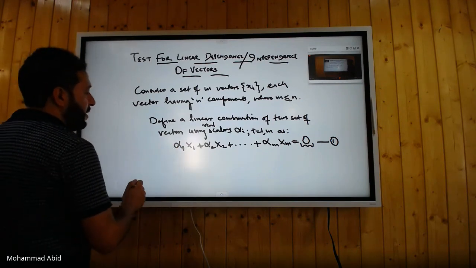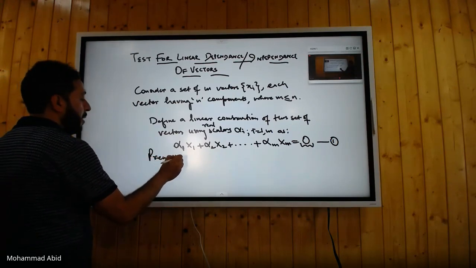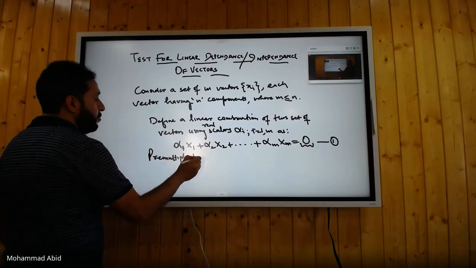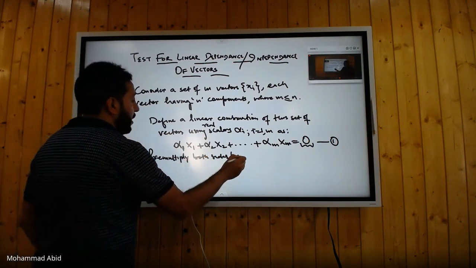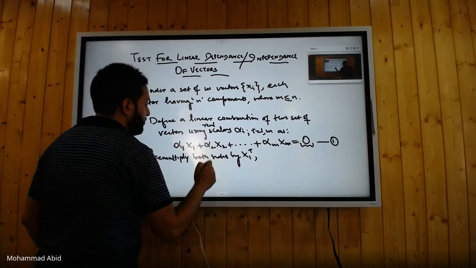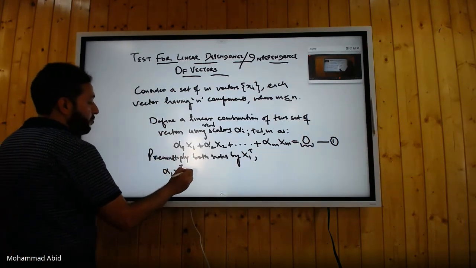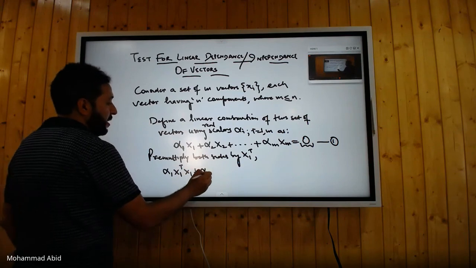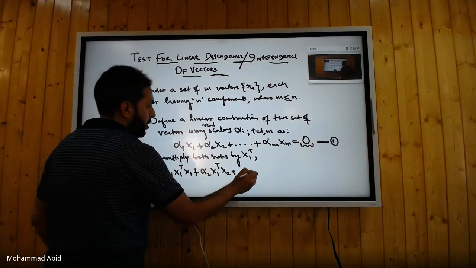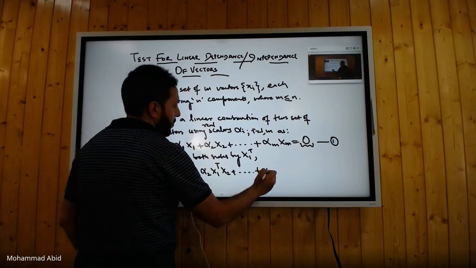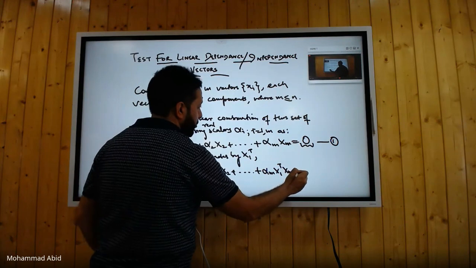So what I am doing here is I pre-multiply both sides by x1 transpose. So what do I get here? I get alpha 1 x1 transpose x1 plus alpha 2 x1 transpose x2 plus so on, alpha m x1 transpose xm equal to 0. Is that okay?